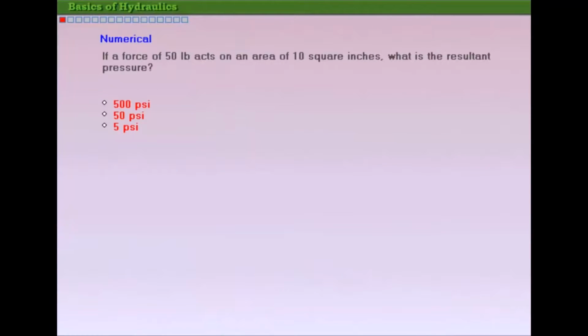What will be the value of pressure developed if a force of 50 pounds acts on an area of 10 square inches?